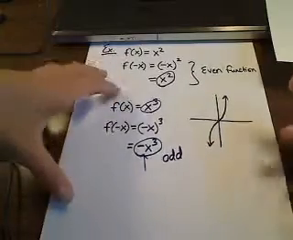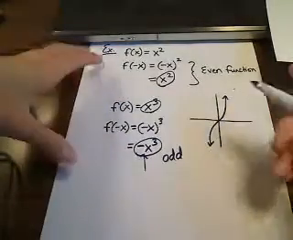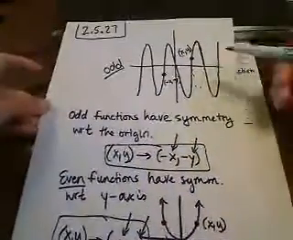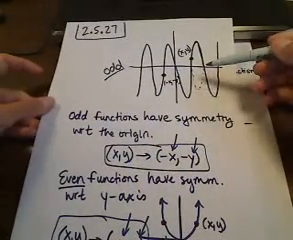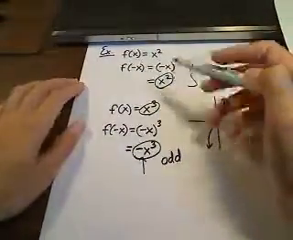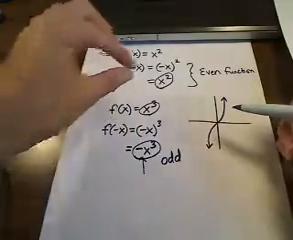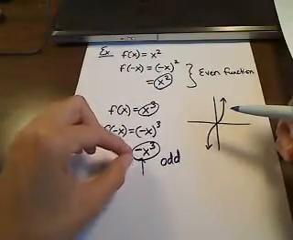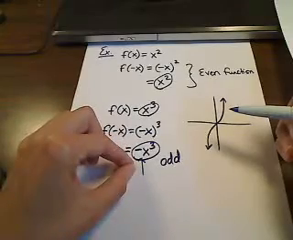A neither function, when it's neither even nor odd, is going to be the situation where it either doesn't have symmetry to either the y-axis or the origin, or when you plug in a negative x, you just come up with something that is neither the original function nor the exact opposite of the original function. Okay.